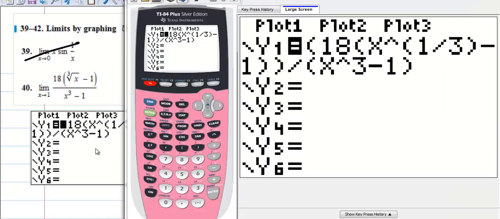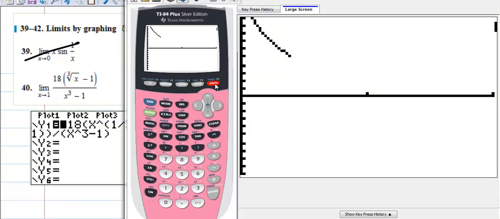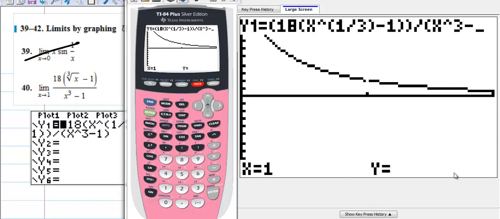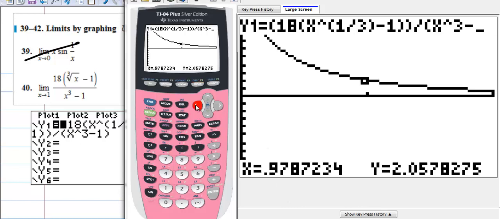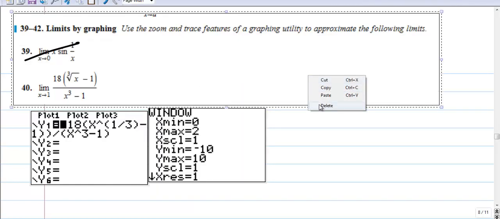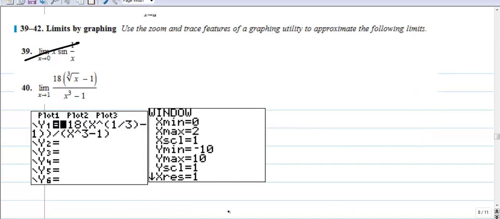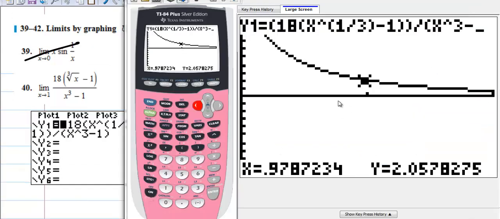And now I'm going to hit the trace button once it graphs. Notice it says x equals 1, y equals nothing. But if I go a little bit to the left, it's 2.05. And then if I skip over it to the right, it's 1.89. So it looks like if I'm just to the right of it, and then just to the left of it, it looks like it's approaching 2.